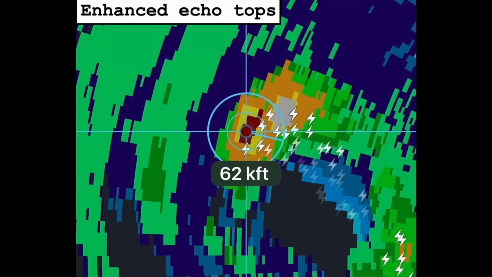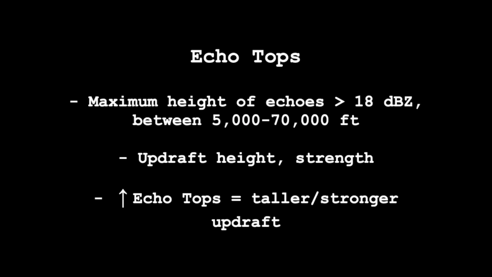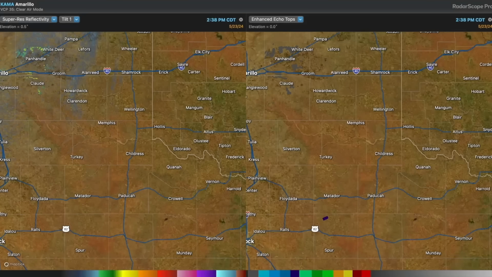For example, the value at the center of the bullseye in this enhanced EchoTops image is 62,000 feet, which means that the radar found the highest level at which there were precipitation echoes greater than 18 dBz to be 62,000 feet above radar level. The greater the EchoTops value is at a given point, the taller and stronger the updraft or storm is. Prior to the point at which precipitation reaches the surface, EchoTops can help you identify which updrafts are strongest and may turn into bona fide storms.